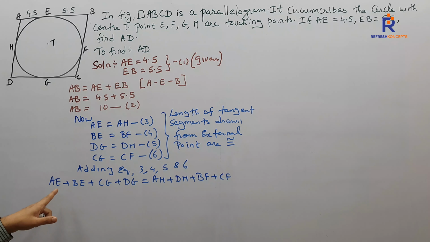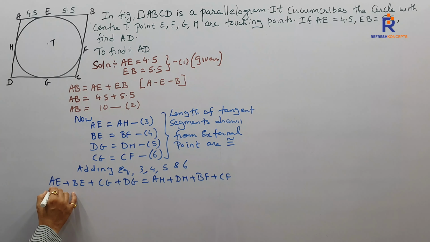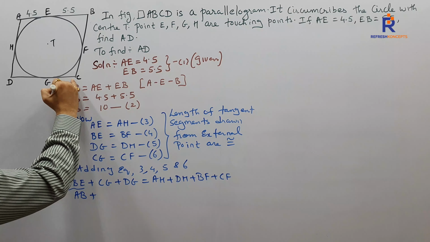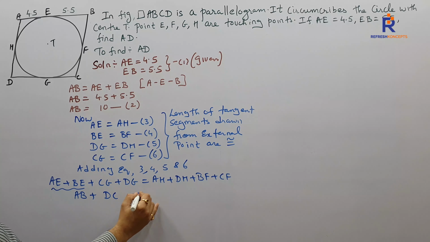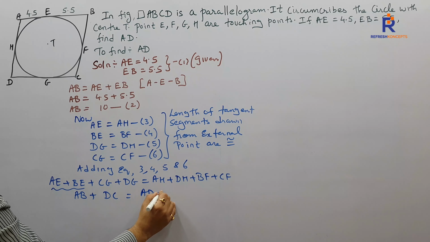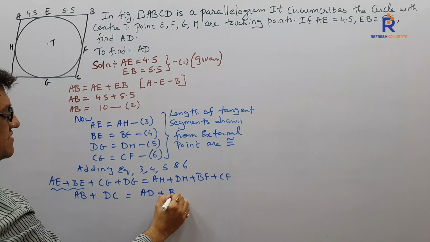Right? What is AE plus BE? AE plus BE is nothing but AB. So when I add these two, it is AB. What is CG plus DG? It is going to give me DC. What is AH plus HD? It is nothing but AD. And what is BF plus FC? It is nothing but BC.